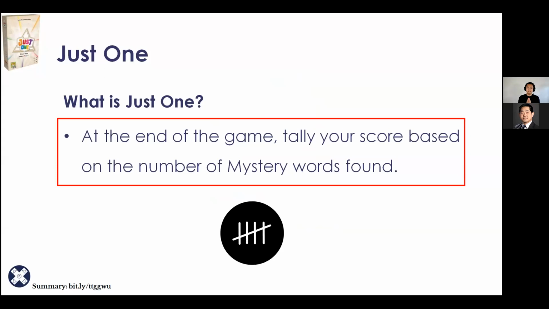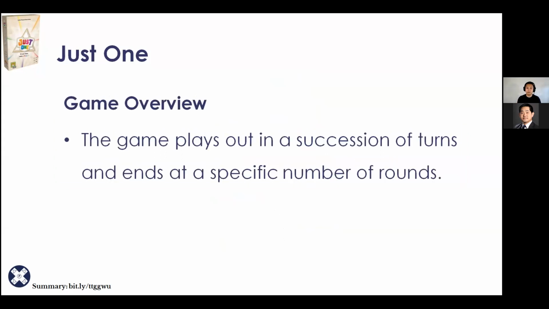In Just One, at the end of the game, you're going to tally your score based on the number of mystery words that you found. So after I've selected a word, I'm going to take my turn. The rest of my teammates are going to help me guess. And then afterwards, we're going to go around. So at the end, we're just going to tally up exactly how many words we're able to guess. And that's going to be our end game score.